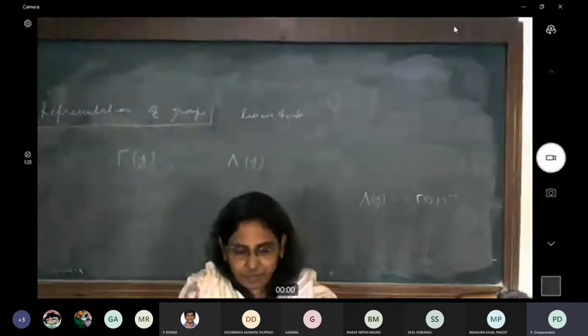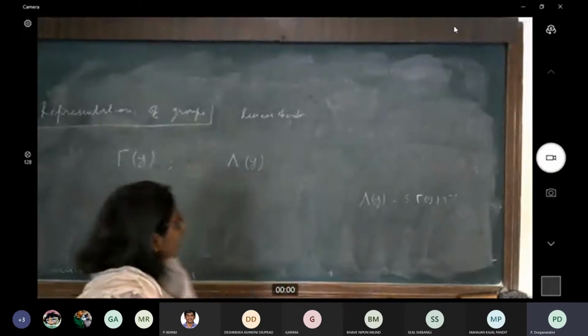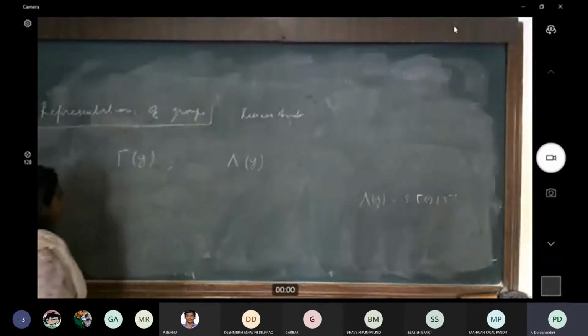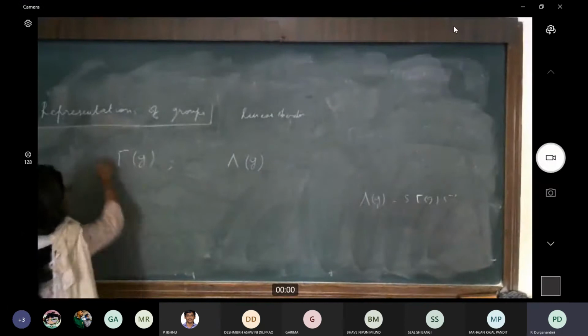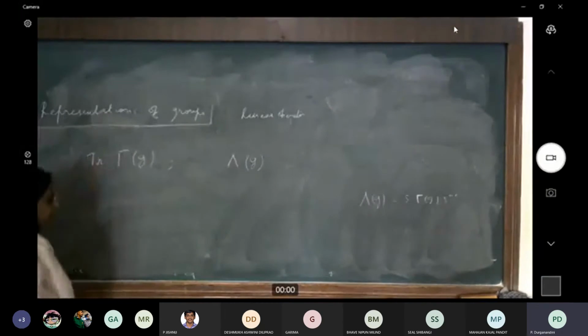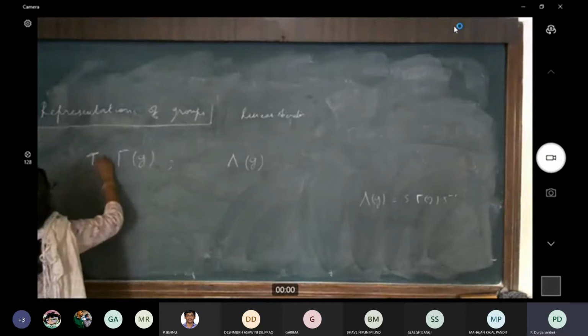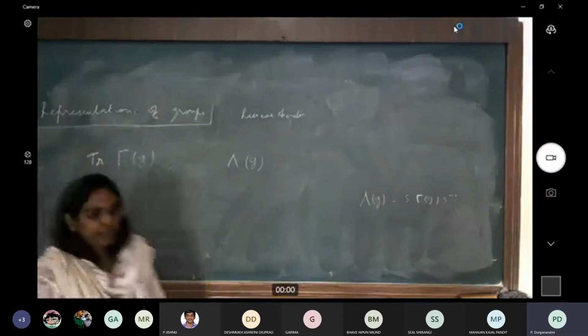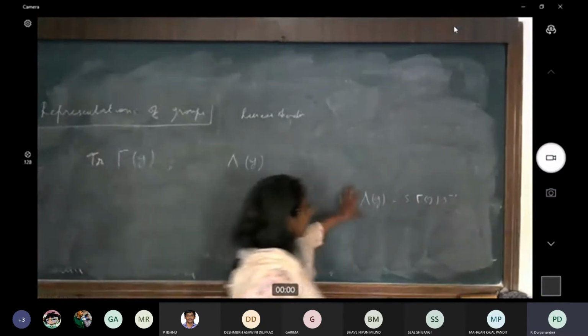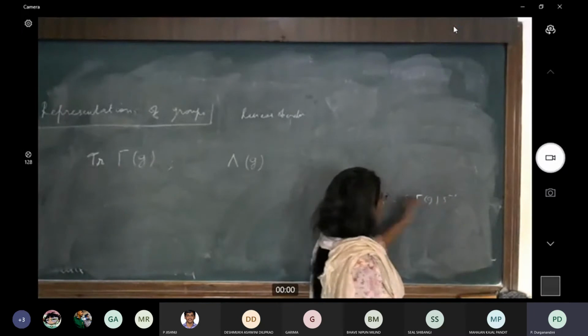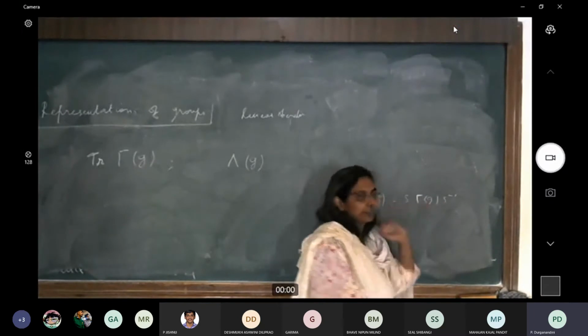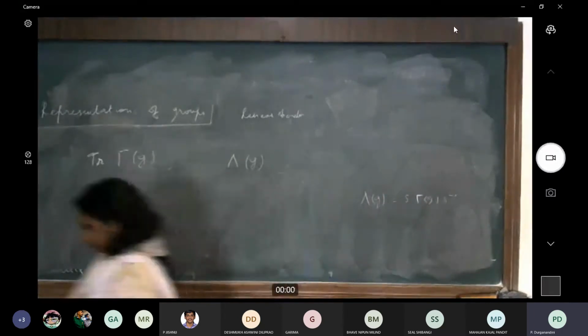Find the trace and determinant of them. What we will do is determine it, leave it for a while. But if I calculate the trace over the representation, you know that the trace must remain invariant, whether it is for lambda or for gamma. If the two representations are equivalent, then the trace must be the same.